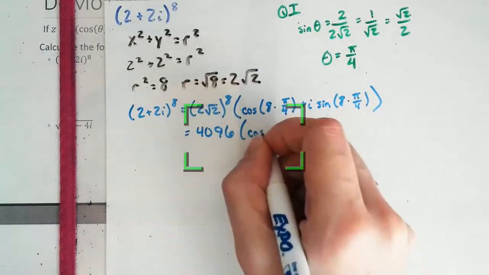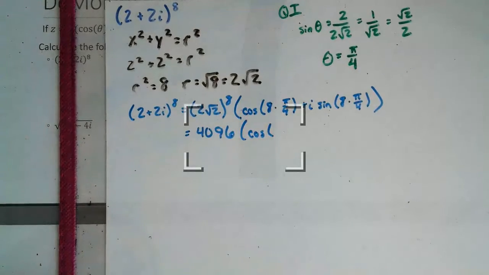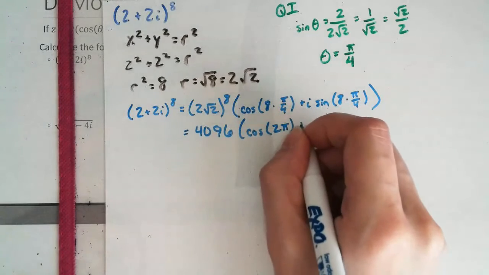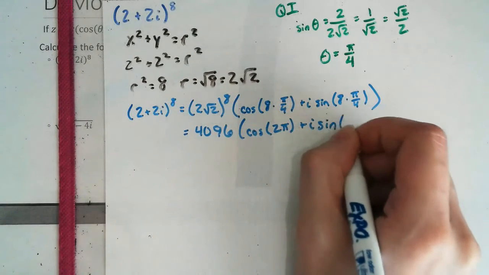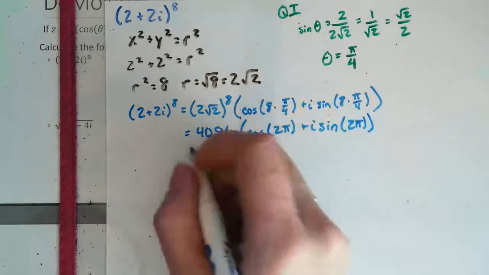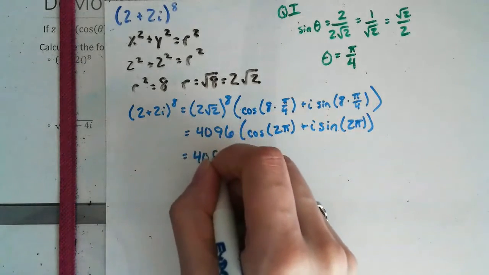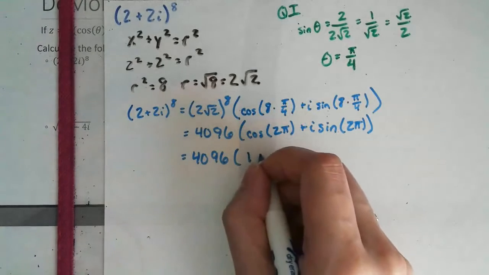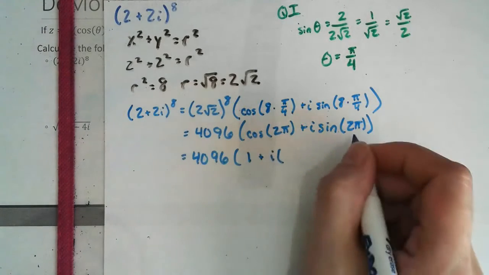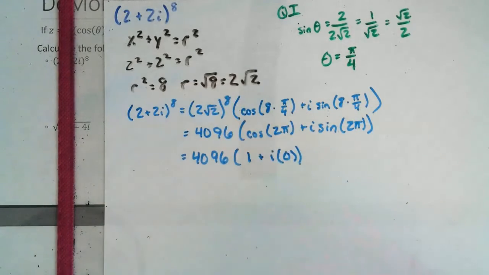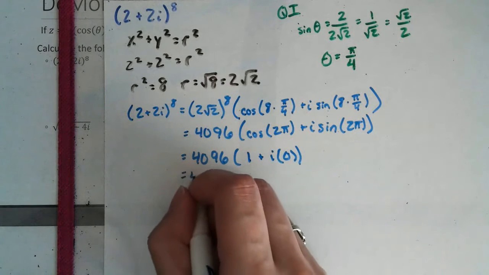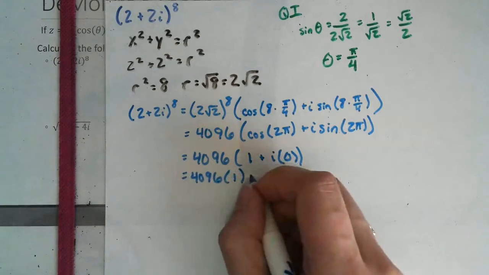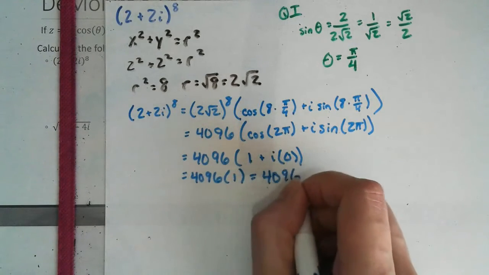In parentheses, I'll have the cosine of 8 times pi over 4, which is 8 pi over 4, which reduces to 2 pi, plus i times the sine of 2 pi. Those are unit circle values, so I can find those. The cosine of 2 pi is 1, plus i times the sine of 2 pi, which is 0. So this is 4096 times 1 plus 0, which is just 1. This is just 4096.